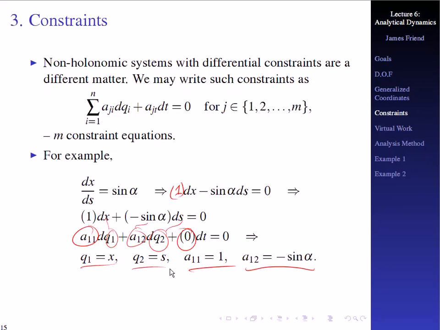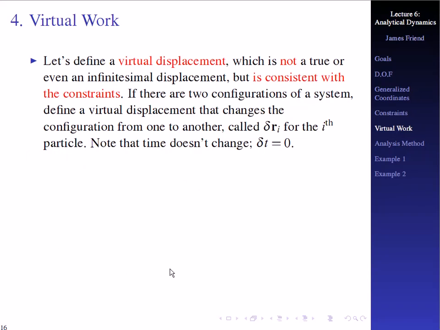Okay, so that's enough about constraints. We'll actually come back to this and talk a lot about this later on when we talk about using Lagrange multipliers. I understand most of you have never seen virtual work analysis, and we're going to take a look at that now. Let's define what's called a virtual displacement, which is neither a true or even an infinitesimal displacement, but happens to be consistent with the constraints.